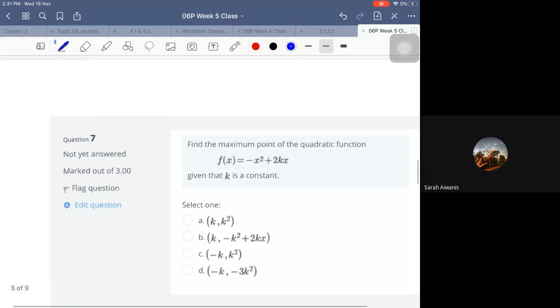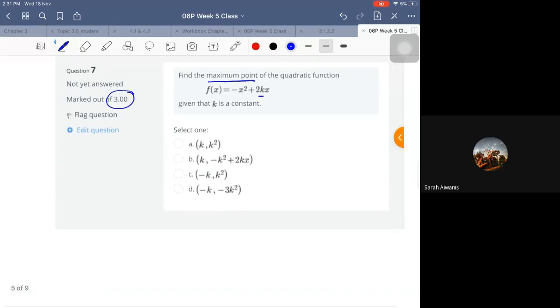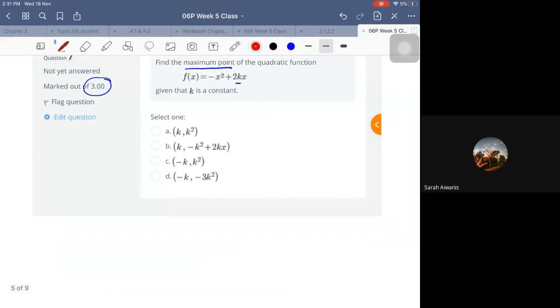Okay, this is actually the hardest one. Okay, so this one is going to be 3 marks. So the rest of them are like 1 mark or 2 mark, but this one is going to be the hardest one. It's going to be 3 marks. So for this case, I have a quadratic function, and I asked you to find what is going to be the maximum point. But instead of giving it in terms of numbers, I give it in terms of a constant k. If you remember what we discussed before, this equation is given by f of x is equal negative x squared plus 2kx.